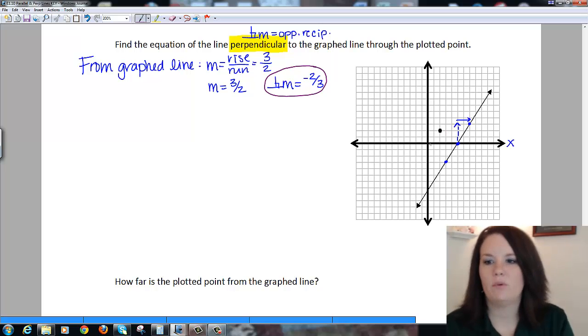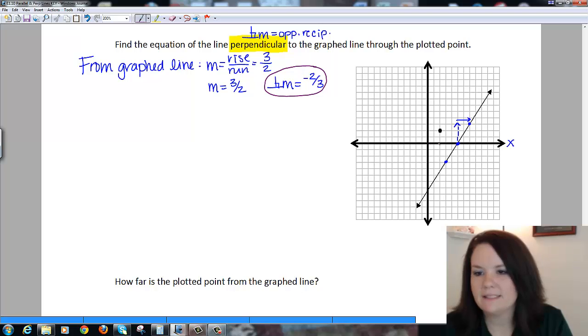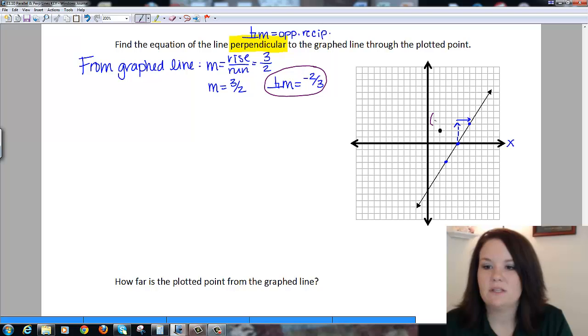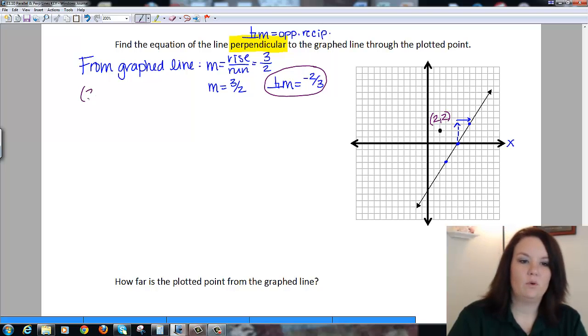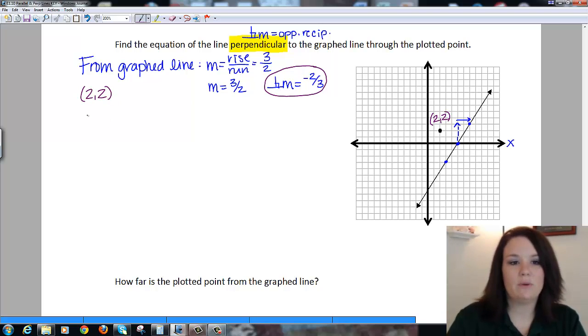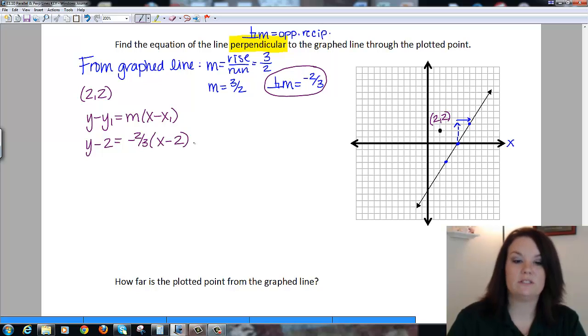So I'm going to use negative 2/3 and the point that they gave me, which I need to figure out what that point is. So I'm going to count. On my x-axis, I'm going forwards 2. On my y-axis, I'm going up 2. So this is the point (2, 2). So they gave us the point (2, 2). And I'm going to use that point and my perpendicular slope and plug it into y minus y1 is equal to m times x minus x1. So y minus the y from my point, which is 2, is equal to my slope, which is negative 2/3, times x minus my x point, which is 2.